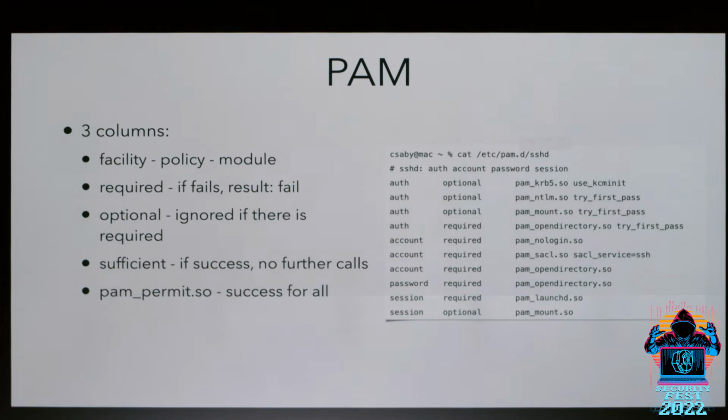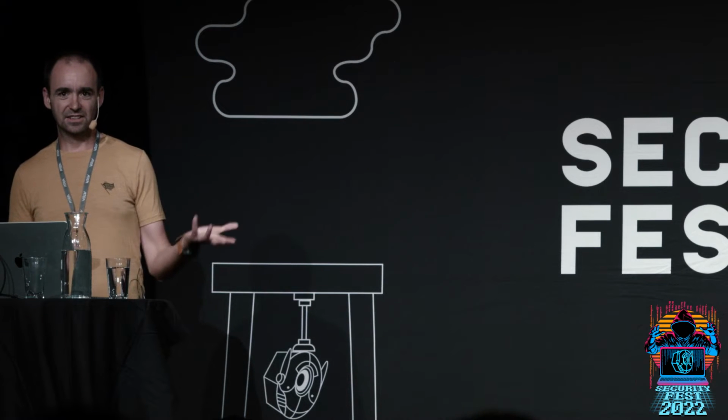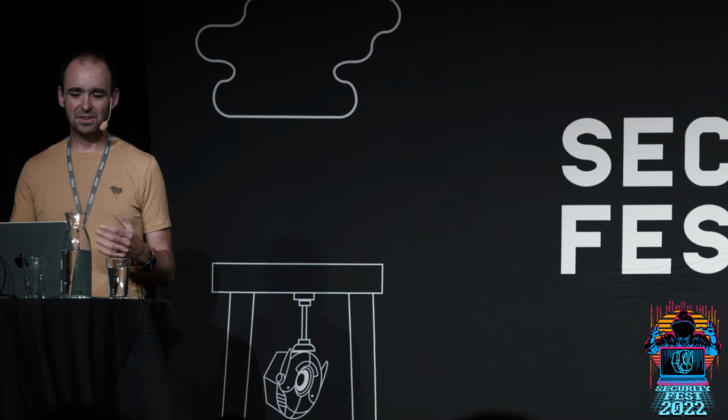These are executed in top-down order. If there is a required module and it fails, then the entire operation will fail. Like there is a required module to pass authentication, and if that fails, then authentication will fail. Optional will be ignored if there is a required one, but sufficient, if it succeeds, then there will be no further checks. So if we put a new entry at the very top and say it's sufficient and it will succeed, then nothing else will be checked.